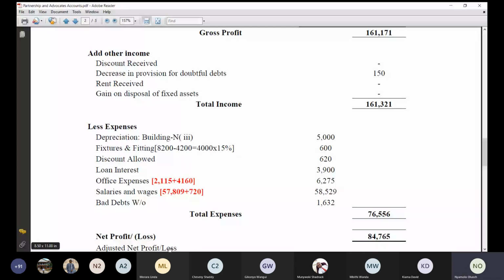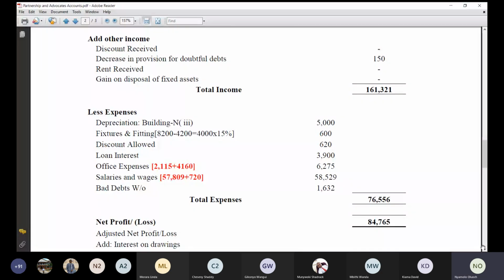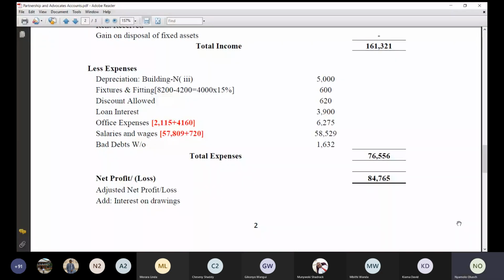So you note that our total expenses are 76 million 566. So if you less from your total or rather adjusted income, you less that 76, you have a net profit or loss. If it were in bracket, it would be a loss, but we have a net profit of 84.7 million.